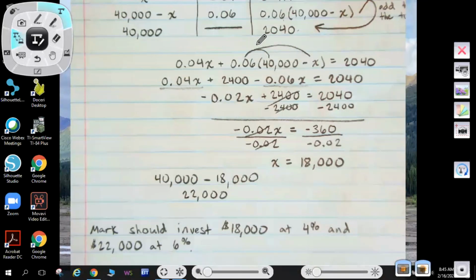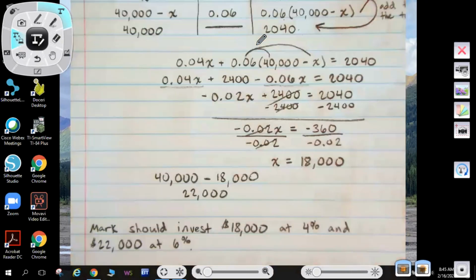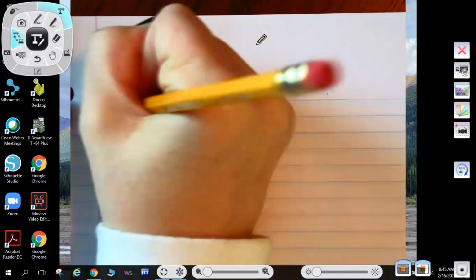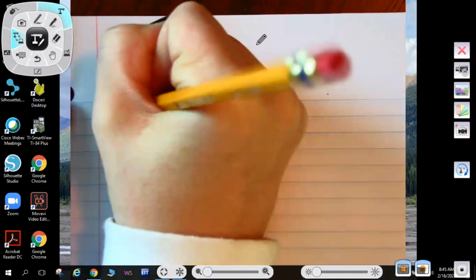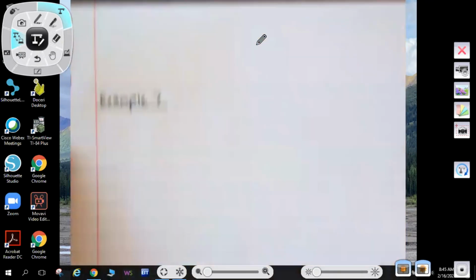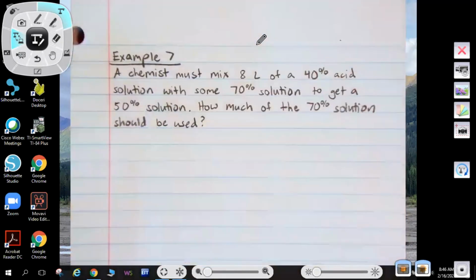Okay, we've got one more example to look at. This will be example 7, and then we'll be done. Okay, take a second, copy this example down.